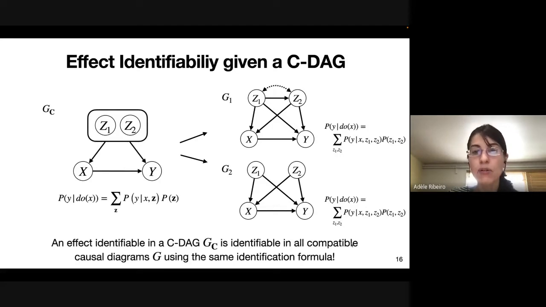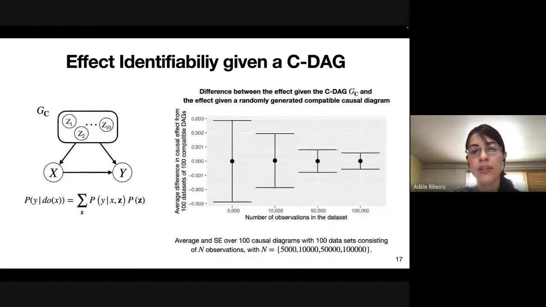So that's the conclusion: every time that we have identifiability from a cluster DAG. However, this is just some illustration. This is a simulation where we took the cluster diagram representing 10 variables, randomly generated causal diagrams compatible with this structure, and computed the effect in the causal diagram instead of the cluster diagram.